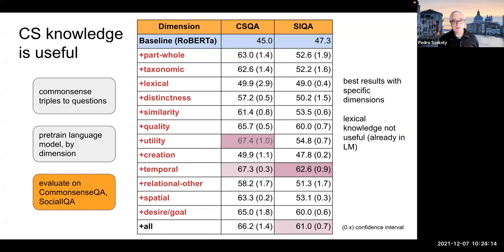So for CommonsenseQA, the utility knowledge is the most useful. And for Social IQA, the temporal knowledge is the most useful. And at least in Social IQA, all knowledge is the second best result. And we see that the differences between the dimensions are quite large. This was kind of the main finding of the paper, that different dimensions are useful for different benchmarks, and not unexpected, but the differences turned out to be larger than we thought.